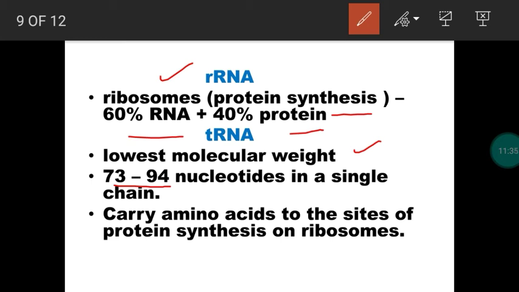Then what is the role of transfer RNA? It carries amino acids to the ribosomes. For protein synthesis, we need amino acids. Amino acids combine together by peptide bonds to form a protein. So in ribosomes, amino acids are required for protein synthesis. tRNA carries the amino acids to the site where protein synthesis takes place on ribosomes.